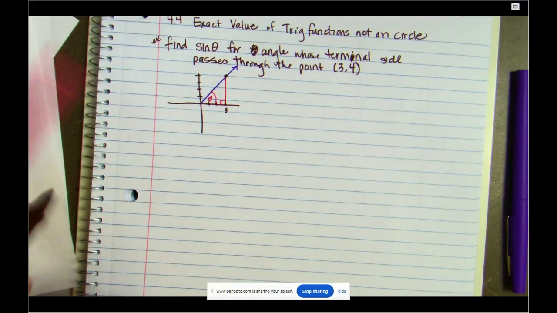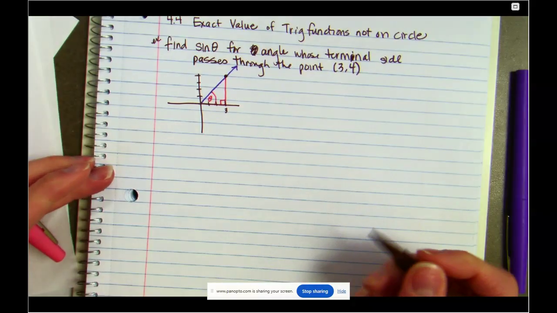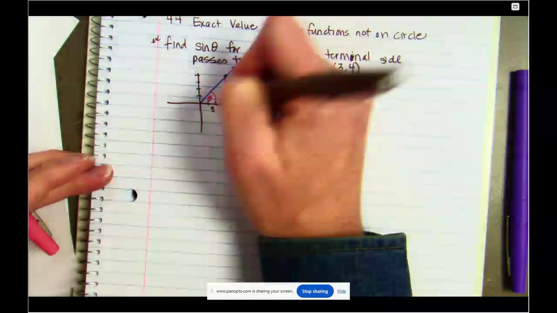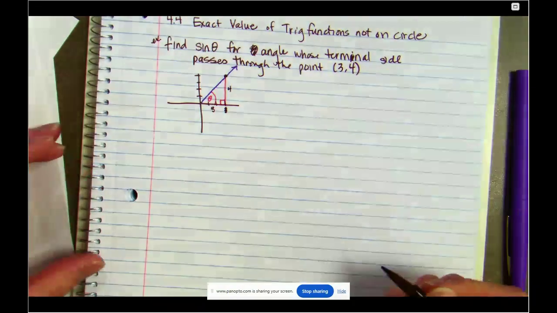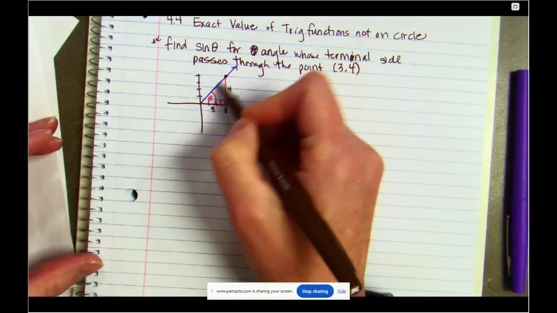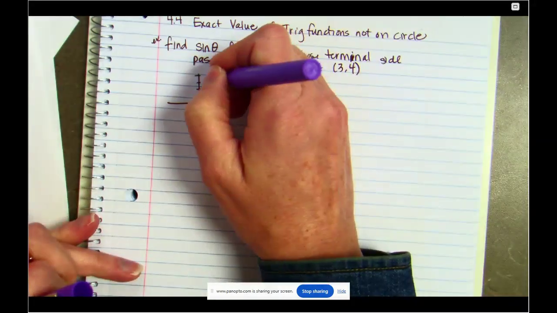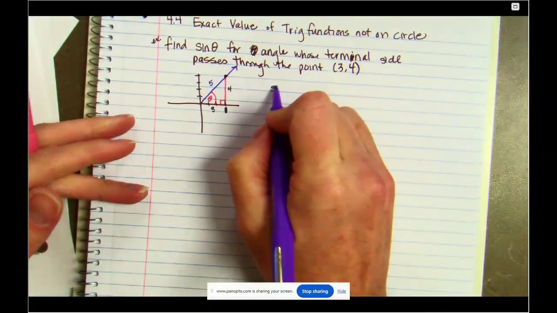What's the length of this adjacent side on the bottom? 3. Yep. What's the length of the pink side? 4. Okay, because that's the coordinate point 4. And so, Connor, what's the hypotenuse? That's 5. There's the 5. 3, 4, 5, I was talking about, because it's a 3, 4, 5 triangle. Now we can find the sine because we have all our sides. So what is the sine?